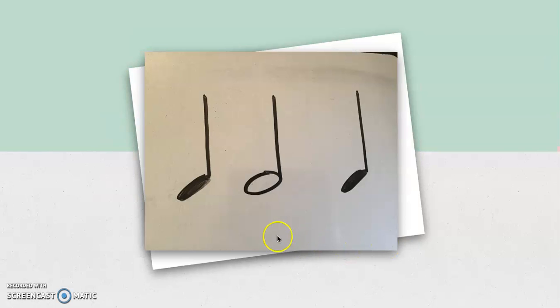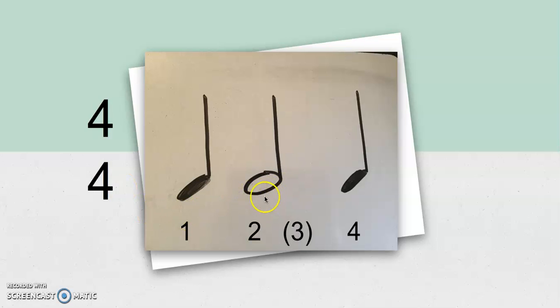Let's try another example. Here I have a quarter note, a half note, and a quarter note. So I have 1 beat, 2 beats, and 1 more beat. That equals 4 beats. We are in 4/4 time. The whole note gets 4 beats, which means the half note gets 2, and the quarter note gets 1. So we would count this 1, 2, hold through beat 3, and finally 4.